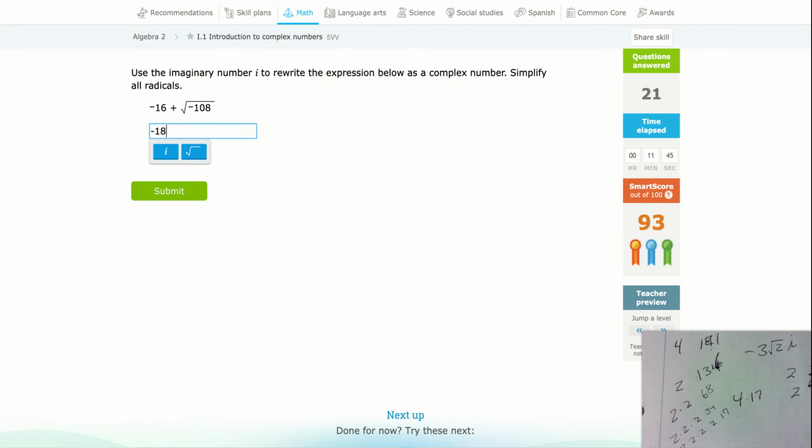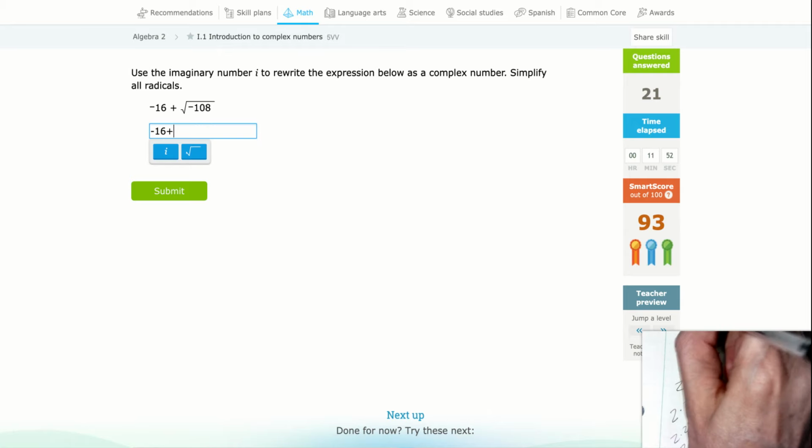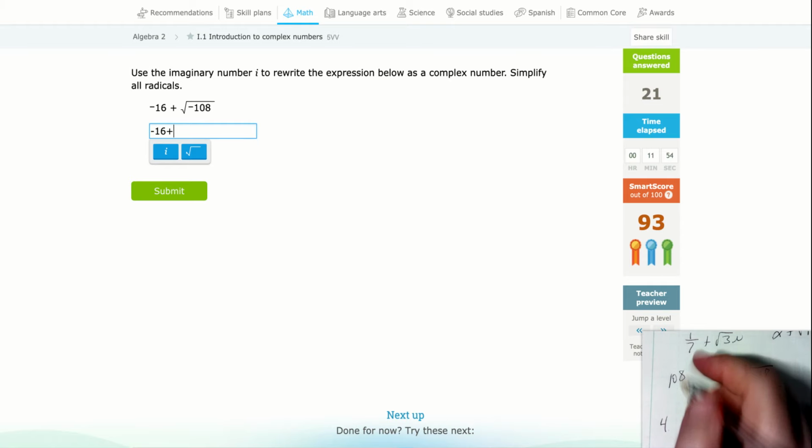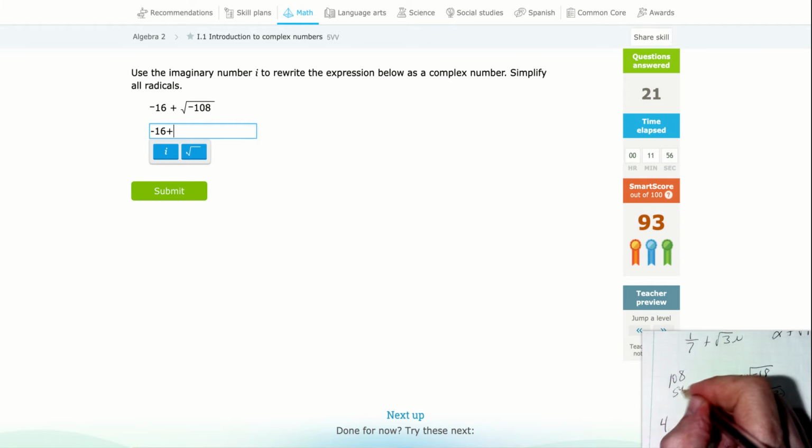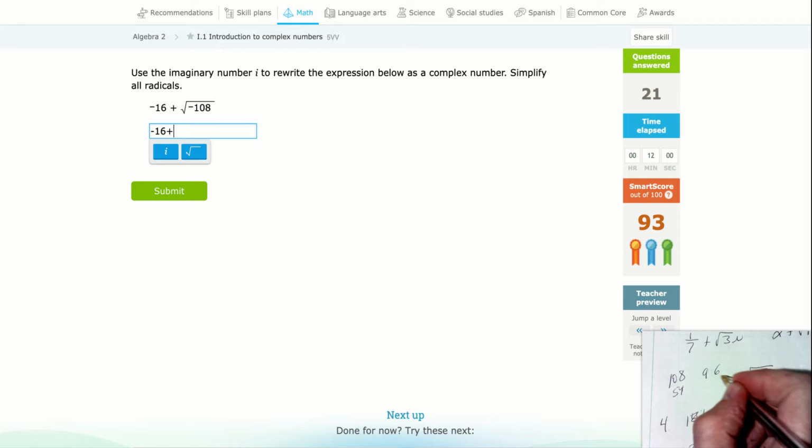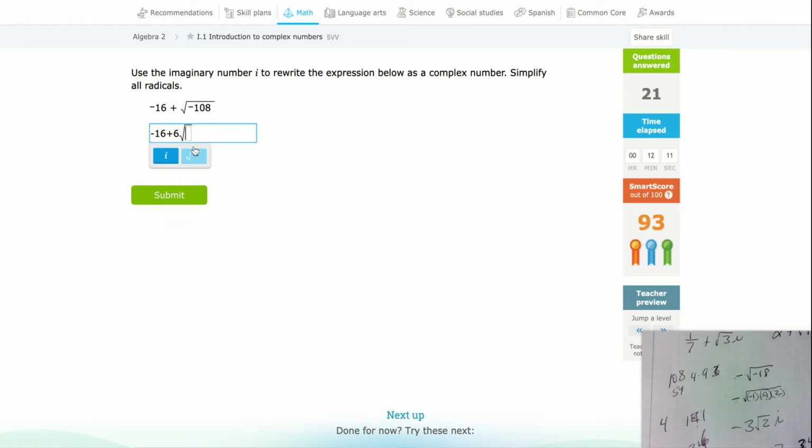Minus 16, not 18, 16, plus 108. 108 is divisible by 2, that's 54, which is a 9 and a 6, but I'm going to pull the 6 with the 2, so that's going to be a 4 times a 9 times a 3, or 36. So it's going to be 6 square roots of 3, and the negative is the i.